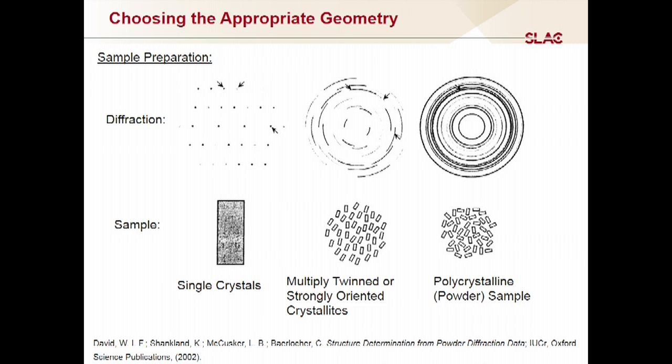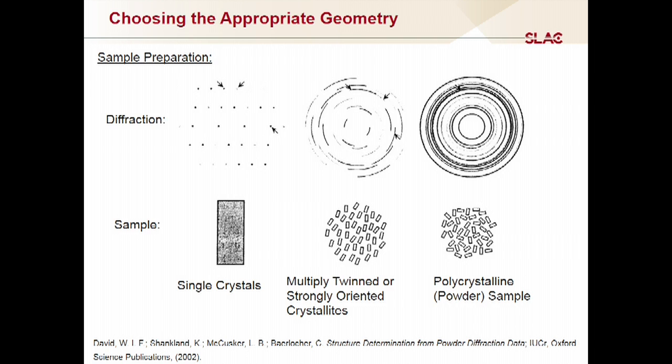If you have something that's made up of a large number of these single crystals that are more or less oriented with each other, you're going to end up with sort of streaks. And again, you need to worry about how your sample is aligned to make sure that you're actually lighting up the thing that you care about.